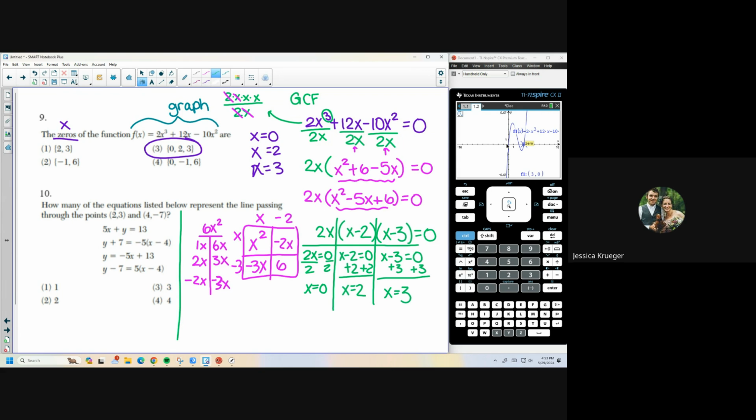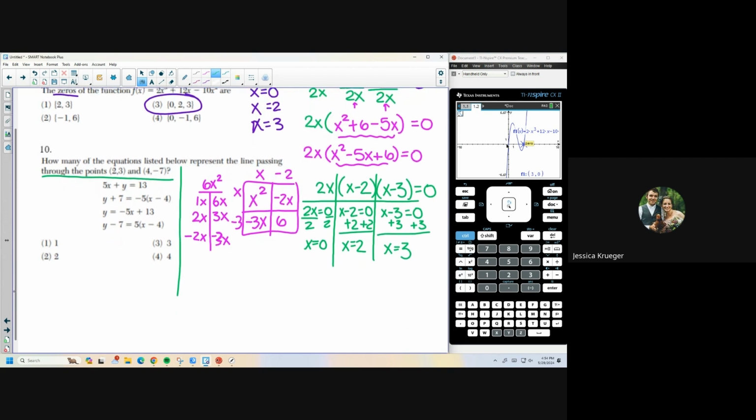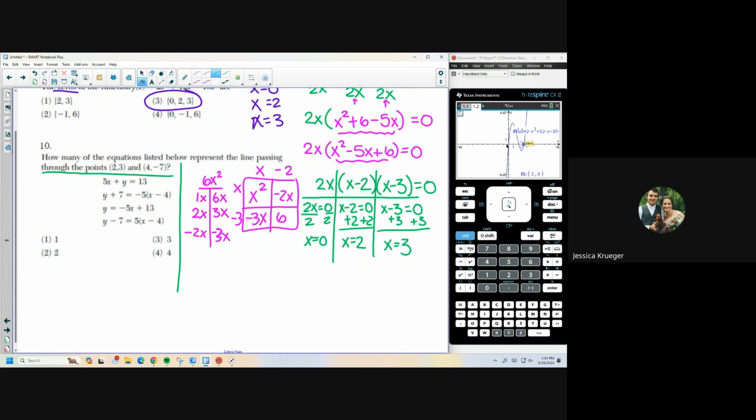Okay, number 10. How many of the equations listed below represent the line passing through the points 2, 3, and 4, negative 7? Well, how can I easily tell if a line goes through points? I can graph it. So I'm going to add a graphs page. Now, in this top equation, y is not alone, which means I have to graph it as a relation. So I'm going to type in 5x plus y equals 13.